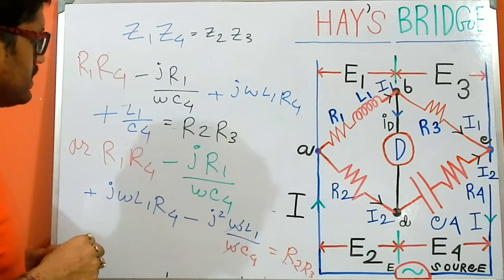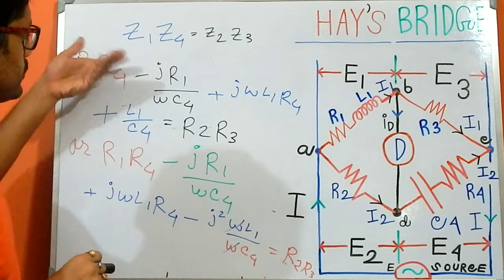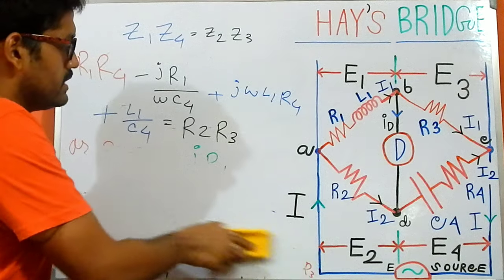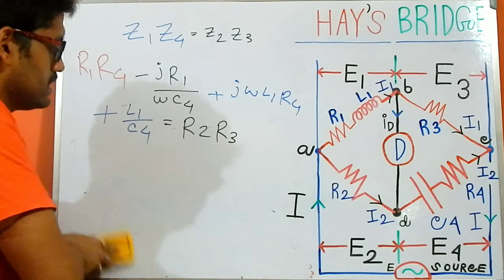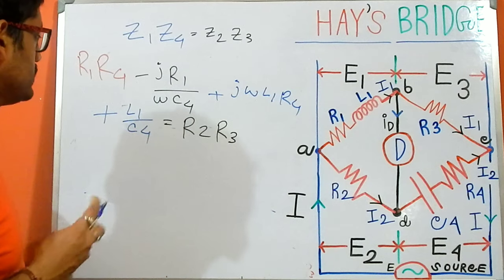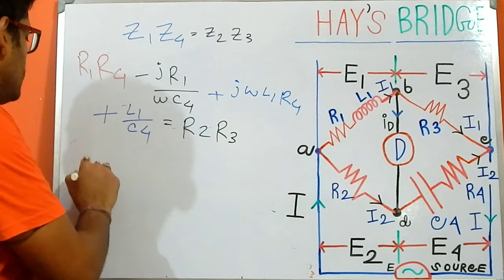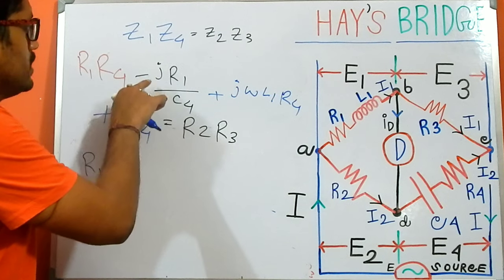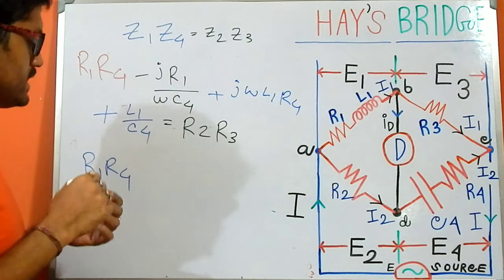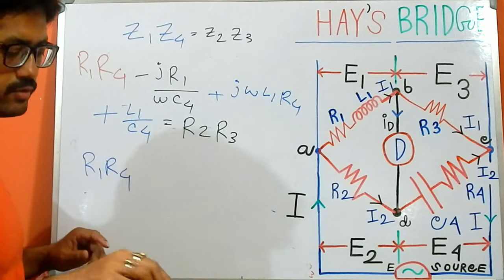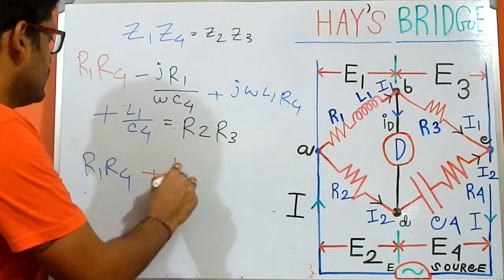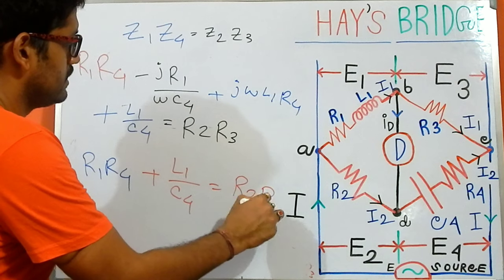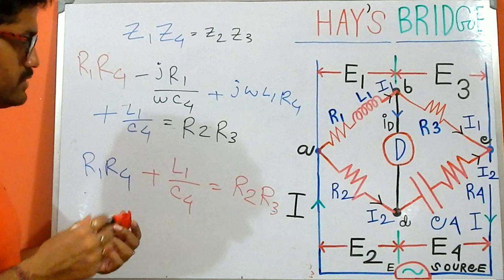I want to repeat this portion once again. Just freshly write the steps over here. So right now, if I equate the real part with the real part, what is the equation? The equation is very simple. I have got R1 R4, which is free of this J omega term, the imaginary term, and another expression, L1 by C4, which is equal to our real part expression over here, R2 R3.